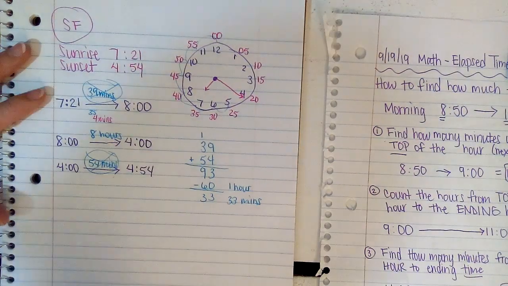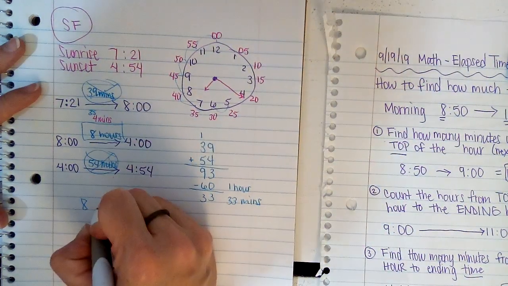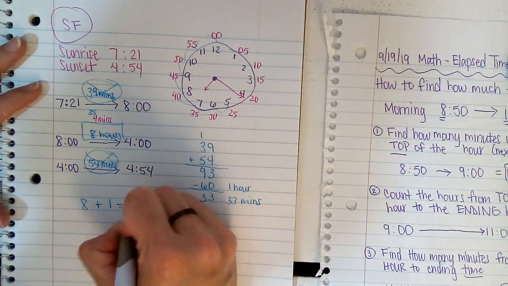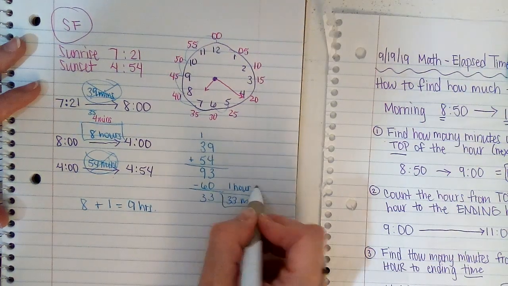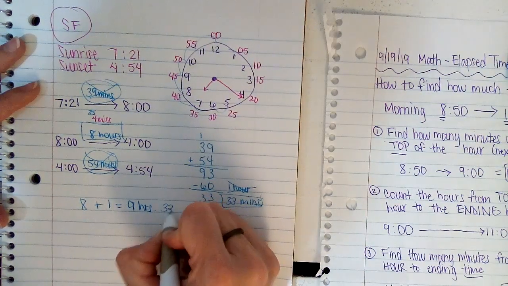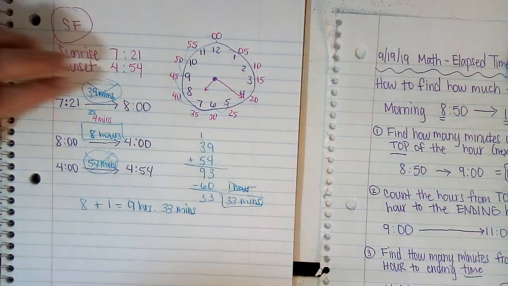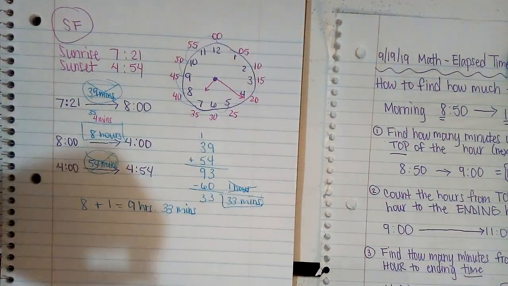Done, done. Now I have to add 8 hours plus 1 hour equals 9 hours. And 33 minutes. So that day is 9 hours and 33 minutes long.